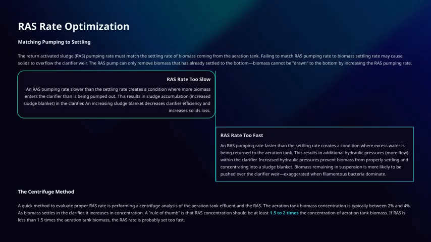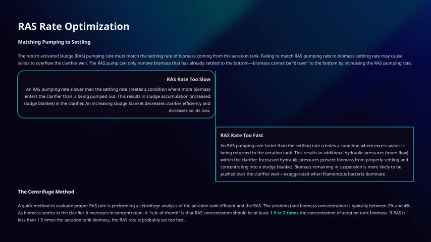On the flip side, if the RAS rate is too fast, faster than the settling rate, we run into a different problem. Excess water gets returned to the aeration tank, creating additional hydraulic pressure inside the clarifier. This increased pressure makes it harder for biomass to settle properly and form a good sludge blanket. Instead, more biomass stays suspended in the water, and this increases the risk of biomass being pushed over the clarifier weir, especially if filamentous bacteria are present and dominating.